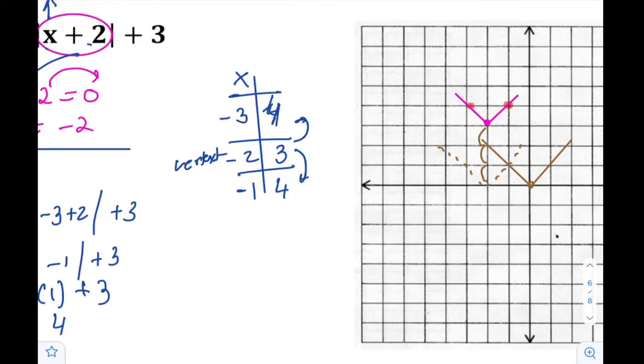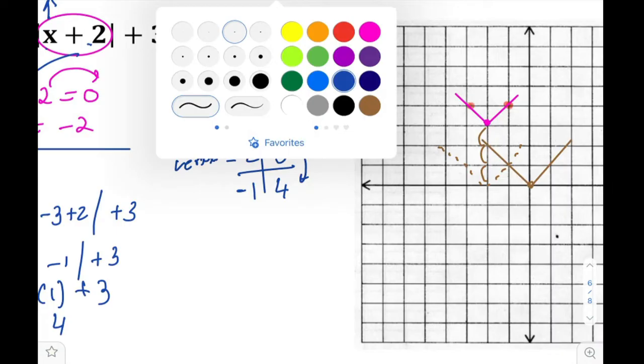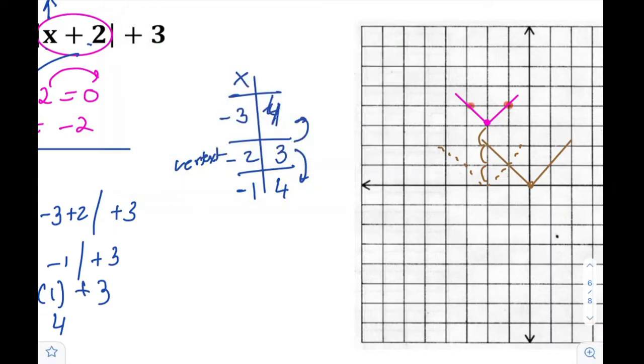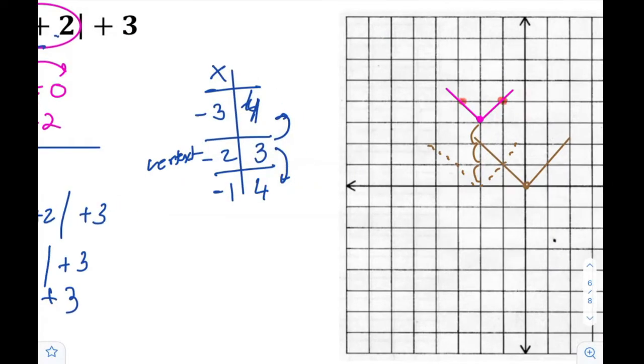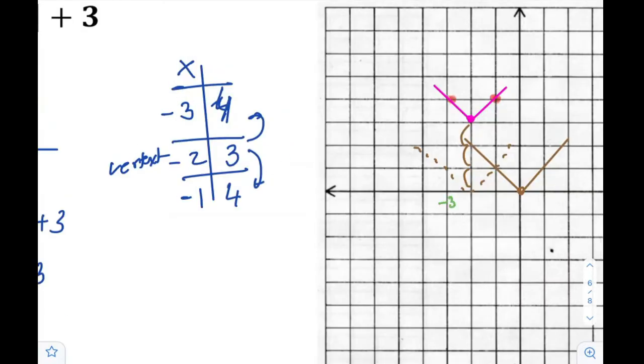And let's plot the points now. I will use the green to show you how the new graph looks like. Negative 3 and 4, you will go to minus 3, and up to 4, here we go. This is the first point. Minus 2 and 3, this is minus 2 and 3, and minus 1 and 4, this is my point. And when you match, you will have exactly the graph that you have expected.